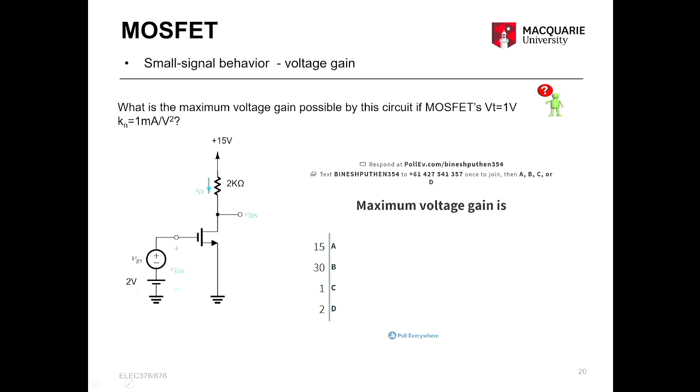Okay, so can you try to find the maximum voltage gain possible if a MOSFET has threshold voltage VT equal to 1 volt, and the MOSFET parameter Kn is equal to 1 milliamps per volt square? So you have 4 options here.